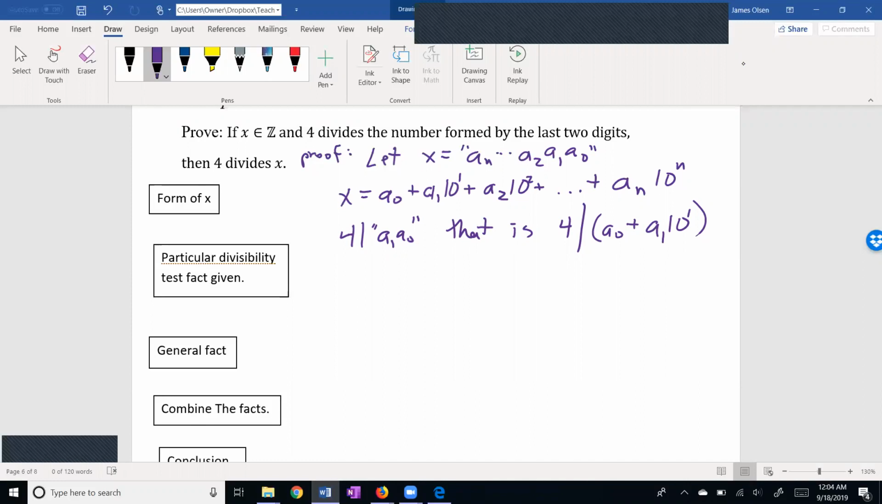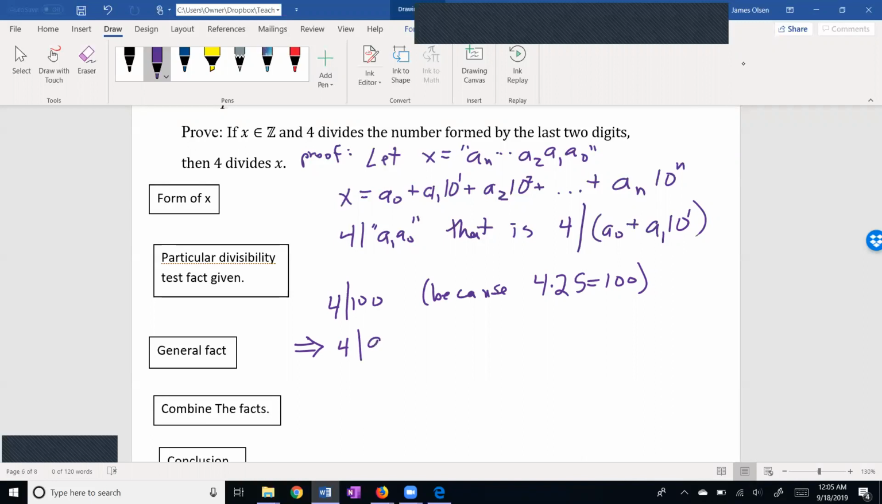The general fact is going to apply to the rest of the number. But the rest of the number starts with 10 to the second, which is 100. 4 divides 100. And we might say why. The reason this is true is because 4 times 25 equals 100. This implies that 4 has to divide the whole rest of the number. A linear combination of 100 and all flavors of 100.